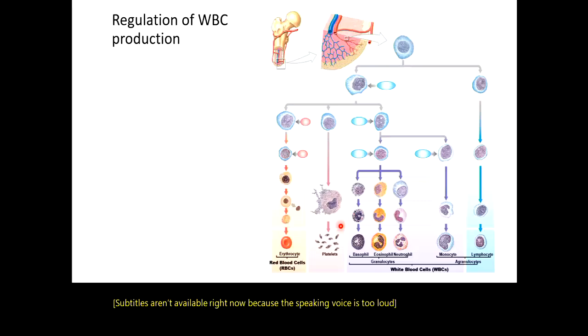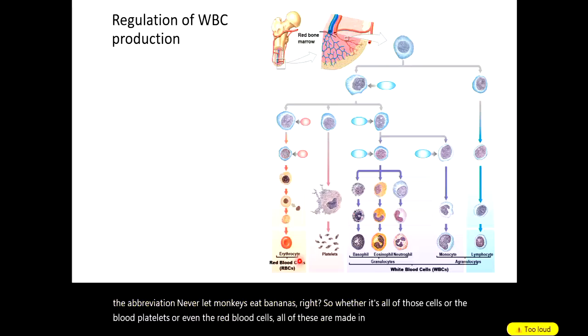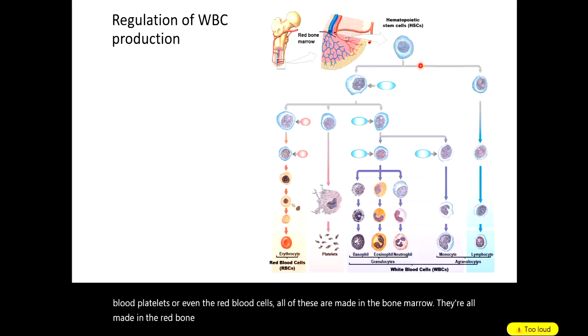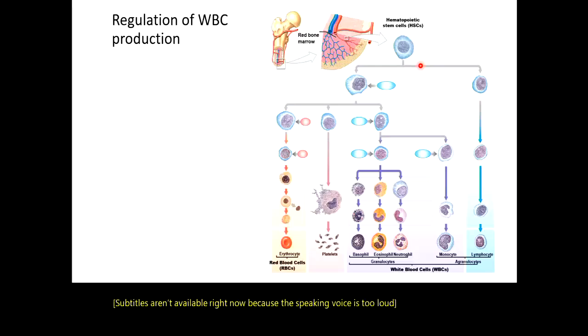In this figure we see that regardless of whether it is all of the white blood cells we discussed yesterday using the abbreviation never let monkeys eat bananas, or the blood platelets, or even the red blood cells, all of these are made in the bone marrow. They're all made in the red bone marrow from hematopoietic stem cells. So all of the cells and the formed elements in the blood are made in the red bone marrow from hematopoietic stem cells.